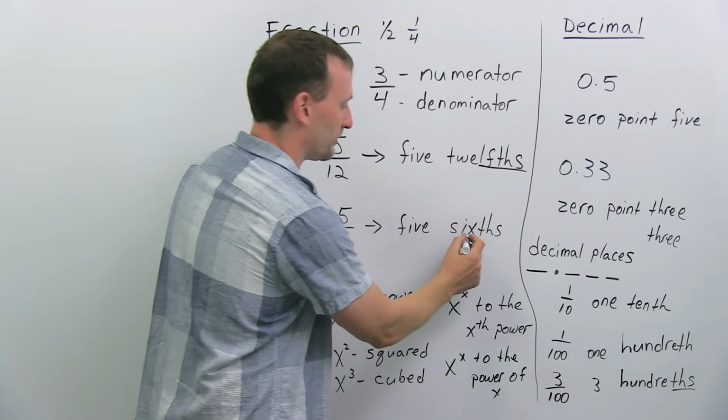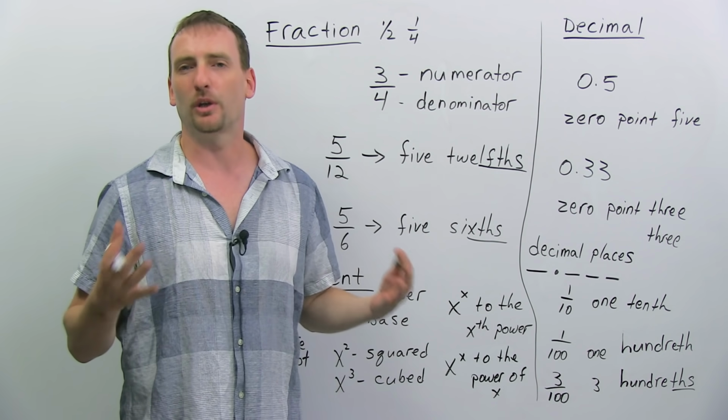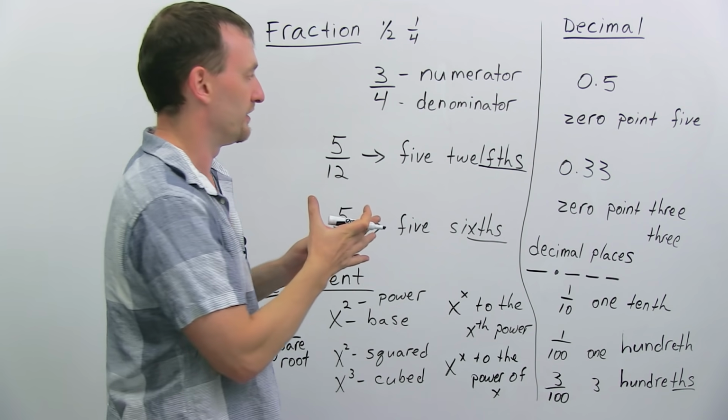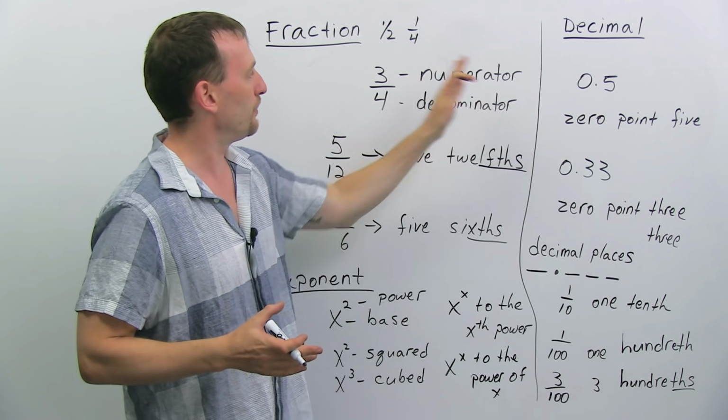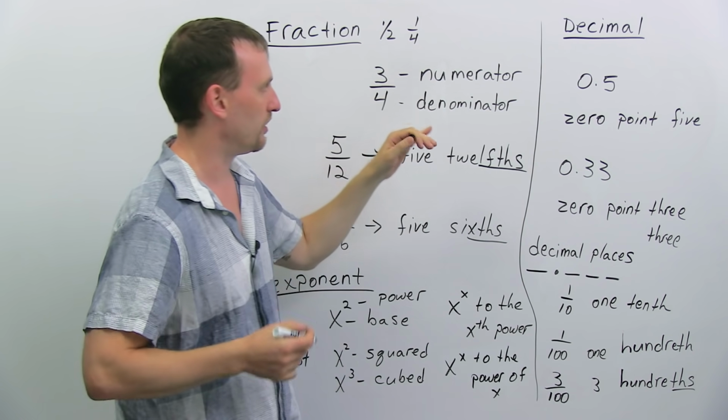Five sixths, this one's even worse. Sixths. Just say it as close as you can, you'll be understood because people know you're talking about fractions, okay? On the other side, we can say, this is a half, right? One over two, so a half.